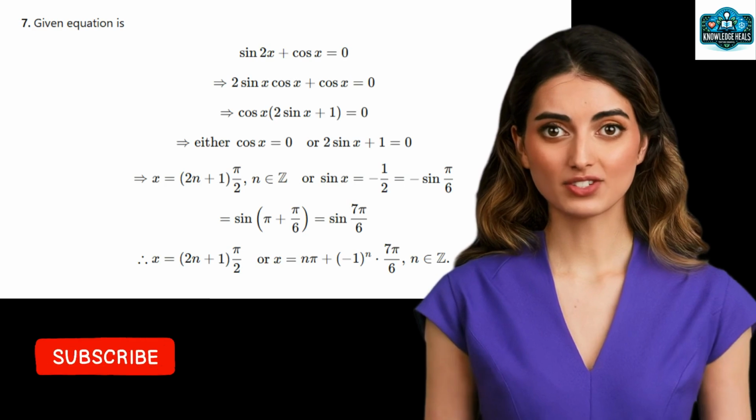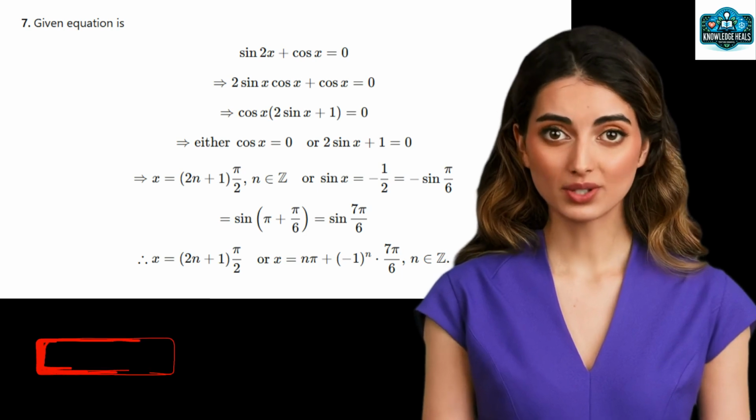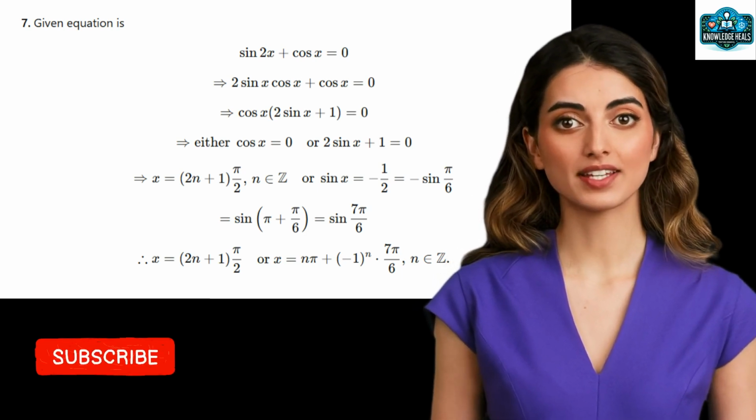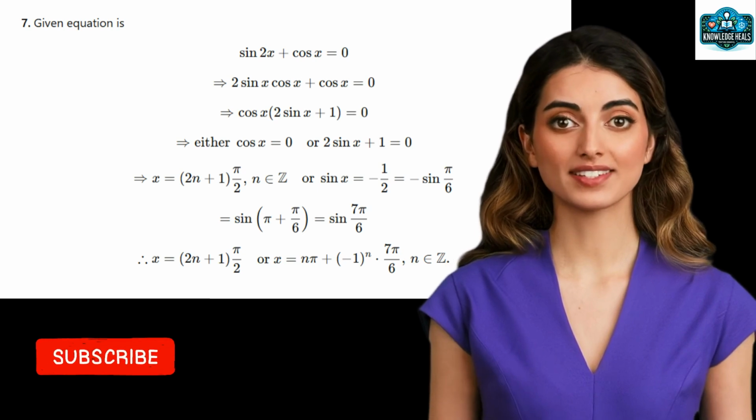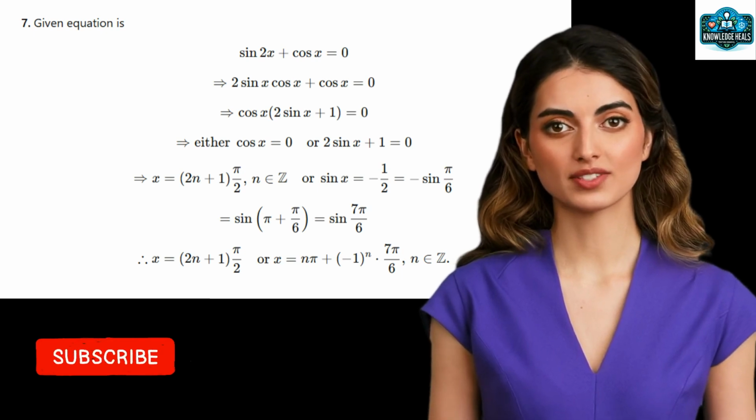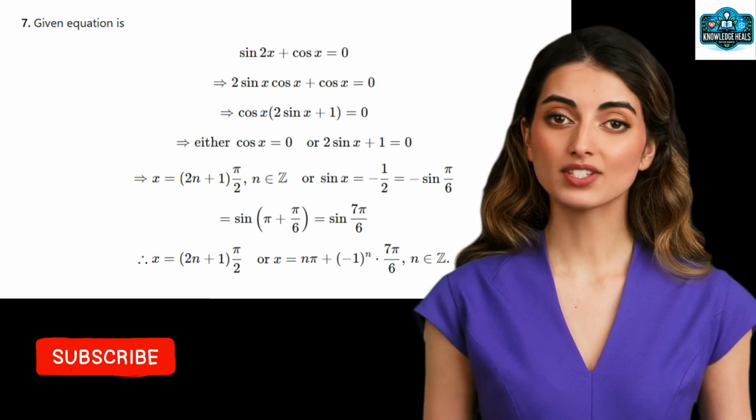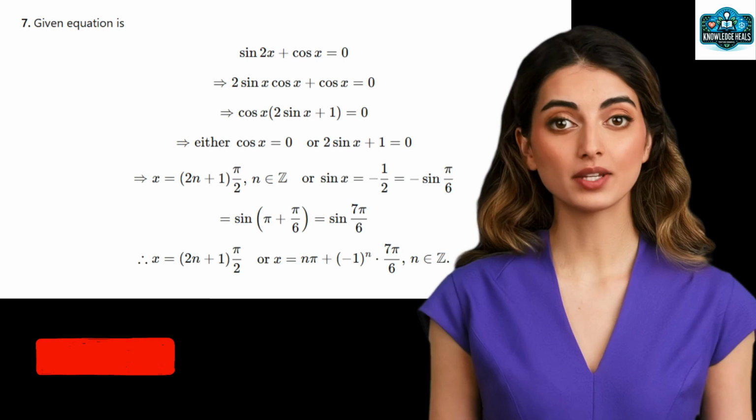Another question is sin 2x plus cos x is equal to 0. We will move to our solution, that is 2 into sin x into cos x plus cos x is equal to 0. We will take cos x common and it becomes cos x into (2 sin x plus 1) is equal to 0.